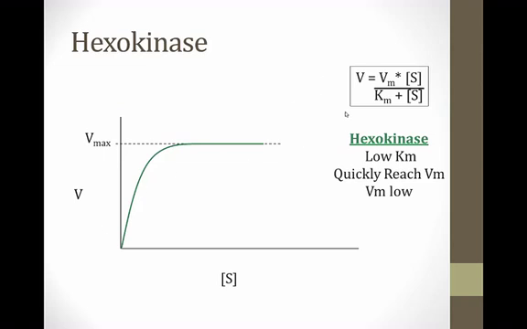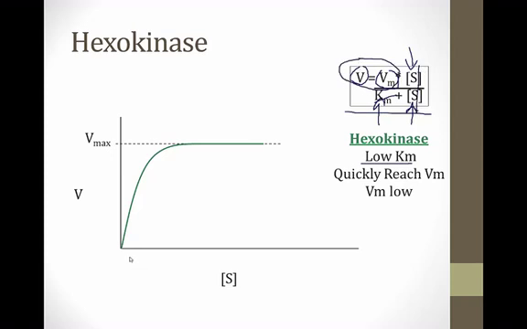So the Michaelis-Menten equation, written at the top of the screen here, says that the velocity or speed of a reaction catalyzed by an enzyme is proportional to the Vmax for that enzyme times the substrate concentration divided by Km, the Michaelis constant, plus the substrate concentration. So if Km is very low, as it is for hexokinase, then the Km will quickly become irrelevant as the substrate concentration rises. When the Km becomes irrelevant, this equation reduces to V equals Vmax.